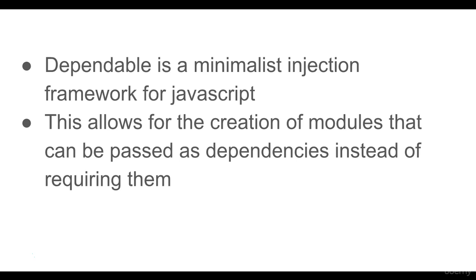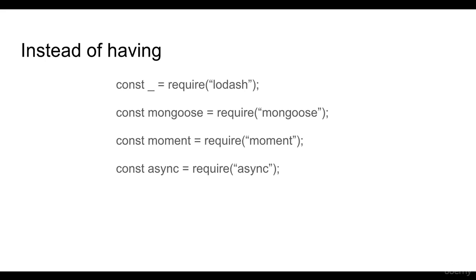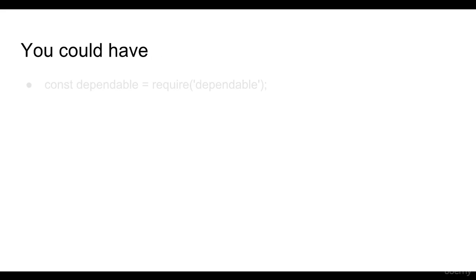So we're just going to see how this works. Instead of having something like this, where you installed Lodash, Mongoose, Moment, Async, and you always require them in every file where you want to make use of them, like const underscore = require Lodash, which you do every time in every file, you could just install the dependable module. So you install the dependable module, then require the dependable module.